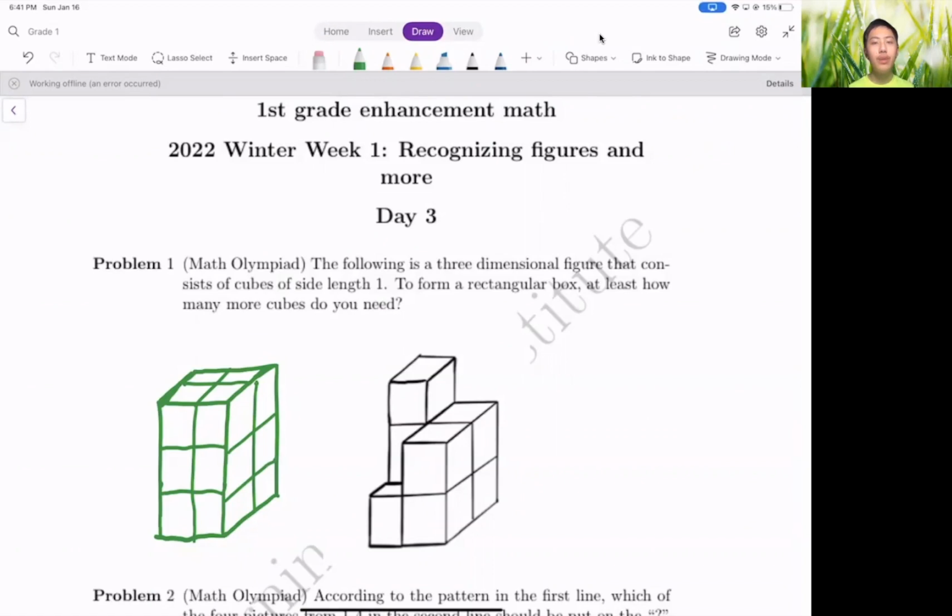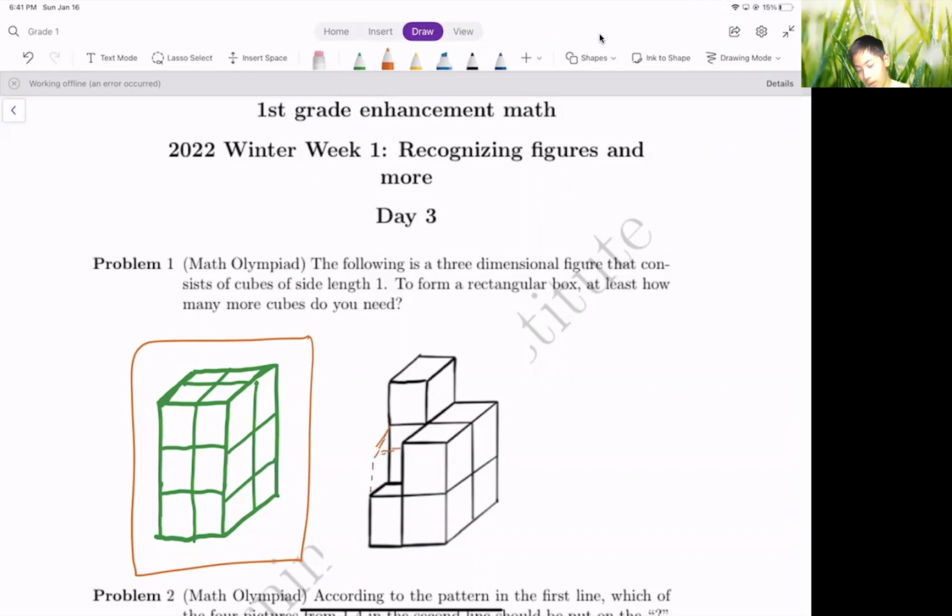This is the winter week 1, day 3 solution video. Problem 1. The following is a 3-dimensional figure that consists of cubes of side length 1. To form a rectangular box, at least how many more cubes do you need? First of all, the rectangular box that we need to form is shown on the left here. Now, all we need to do is just fill in the cubes on the right.